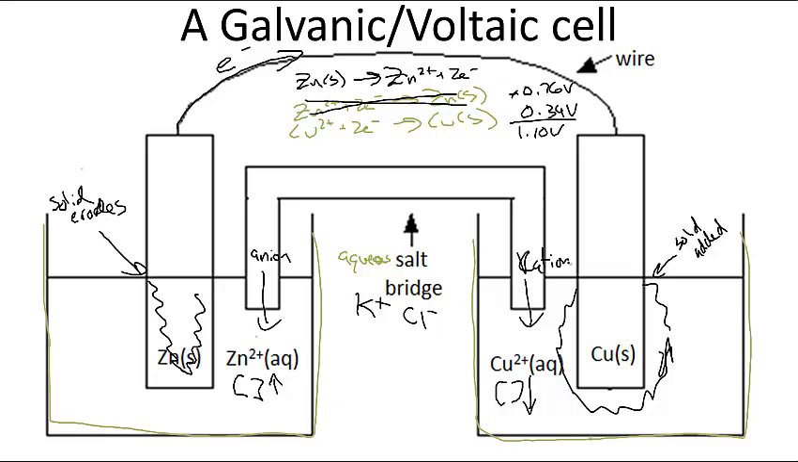Well, charges always want to neutralize, right? So if you have a positive buildup here, or sorry, negative buildup here, then the potential energy for that is high. So you want to lower that potential energy by adding positive ion.